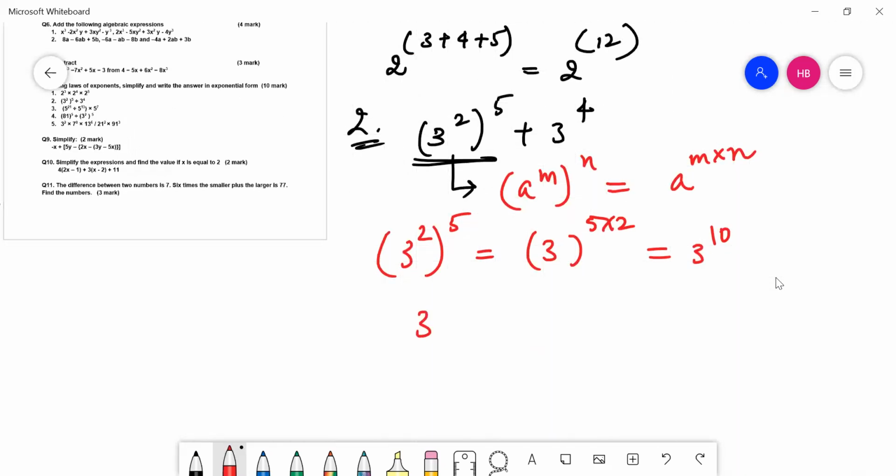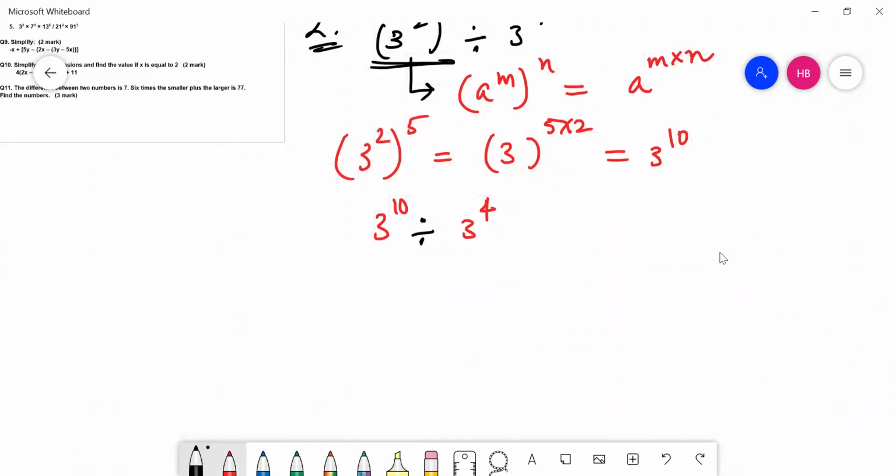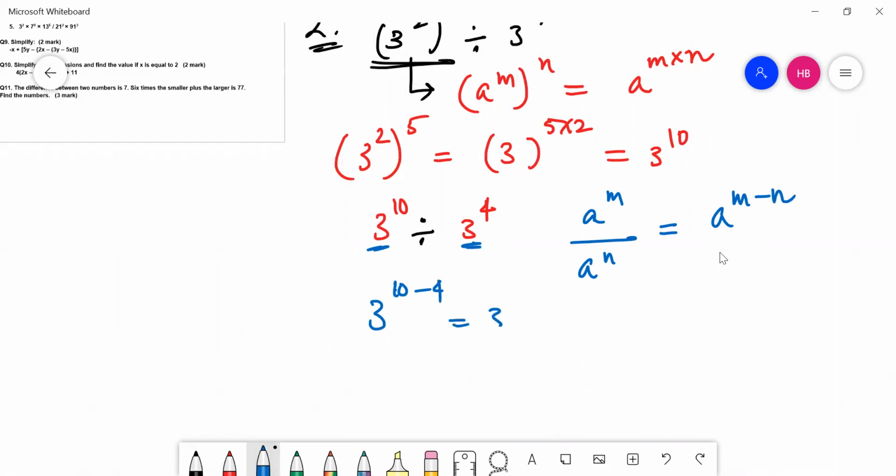Now 3 raised to power 10 plus 3 raised to power 4. Okay, so it's division, not plus. My bad, guys. This is division. So once you have done this, now you know how to divide two numbers which have the same base. You can apply a raised to power m divided by a raised to power n, which is a raised to power m minus n. Since the base numbers are the same, you just have to write 3 raised to power 10 minus 4, which will give you 3 raised to power 6, the answer of the second part.